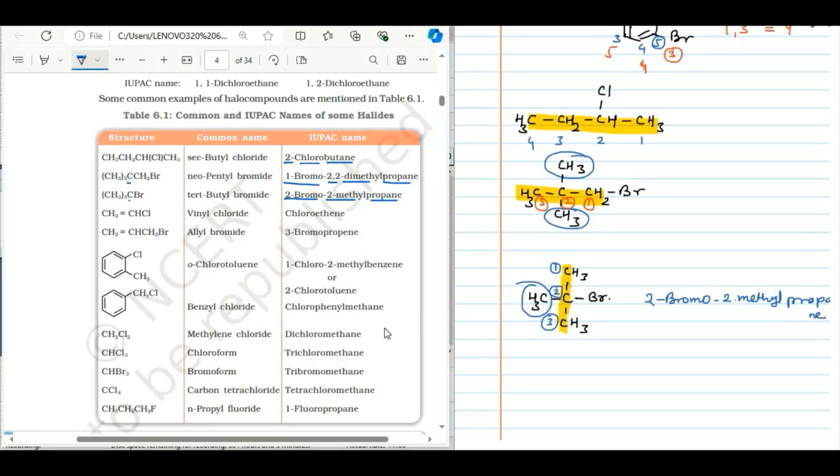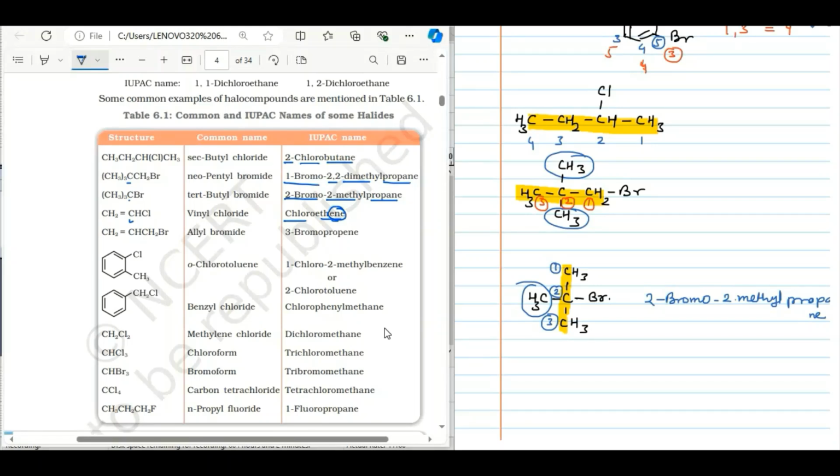Now come to the second example. Here CH2=CHCl. This is the vinyl carbon. This carbon is vinyl carbon because it is sp2 hybridized carbon and chlorine is bonded to vinyl carbon. So the common name will be vinyl chloride, but when you write the IUPAC name it will be chloroethene. Here we have used the word ethene. Otherwise we have used A and E, but here you have to use E and E as it contains a double bond.